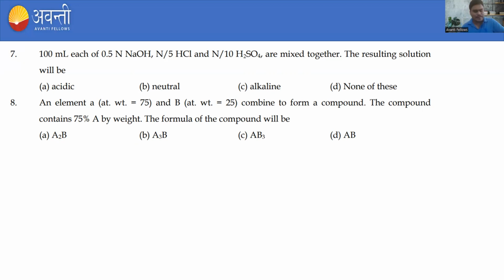So what happened basically? Whenever 100 ml of 0.5 normality NaOH, N by 5 HCl and N by 10 H2SO4 are mixed together, the resulting solution has an alkaline nature, right? Alkaline nature means we have a basic nature.